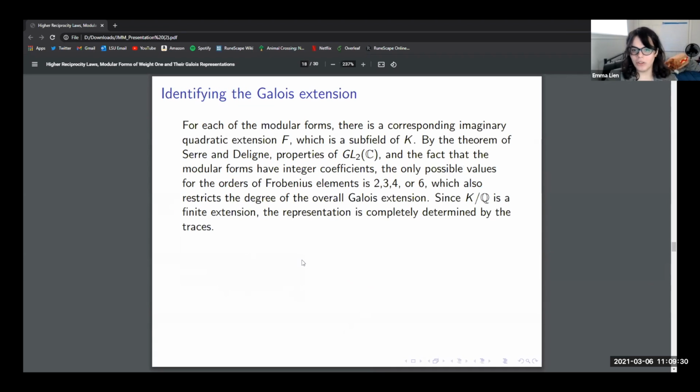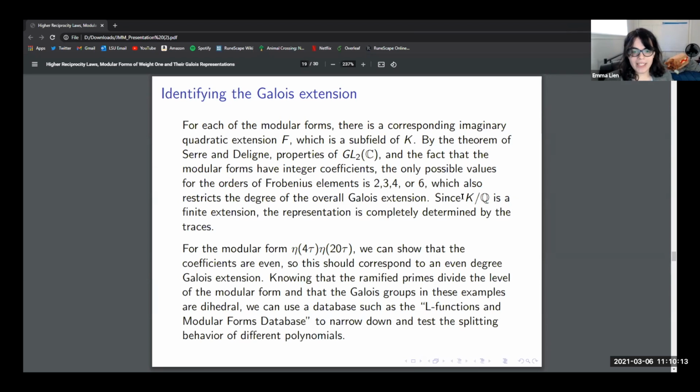For each of the modular forms, there's a corresponding imaginary quadratic extension, which is a subfield of K, the Galois extension that we want to find. By the theorem of Serre and Deligne, properties of GL2 of C, and the fact that the modular forms have integer coefficients, we can deduce that the orders of Frobenius elements are 2, 3, 4, and 6. So the Galois group only has elements of order 2, 3, 4, or 6, and that restricts the degree of the overall Galois extension. And since it's a finite extension, the representation is completely determined by the traces.